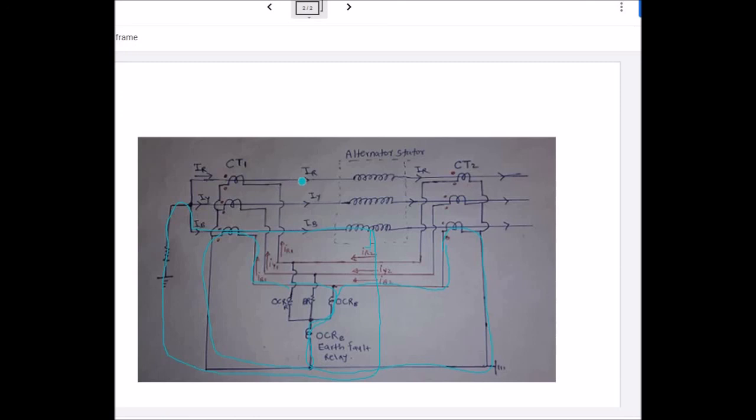So for an R to Y phase internal fault, the overcurrent relay of R phase will operate. For a Y to B internal fault, the overcurrent relay of B phase will operate, and for a B to R phase fault, both the R phase relay and B phase relay will operate. And for any earth fault, whether R phase earth fault, Y phase earth fault, or B phase earth fault, the relay associated with earth fault will operate.